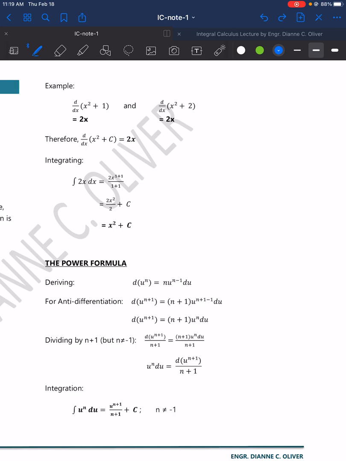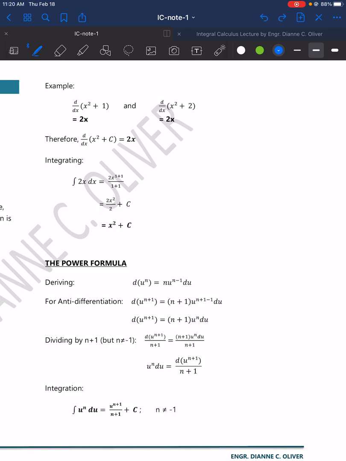Now let's go to the power formula. In differentiating, the derivative of u raised to n is equal to: bring down the exponent n, copy the base u, then minus 1 the exponent, then multiply by the derivative of u. Now for the anti-differentiation, you put plus 1 in the exponent. So of course the exponent is n plus 1. So you bring down n plus 1, copy the base u, minus 1 the exponent n plus 1. So that means the exponent becomes n.